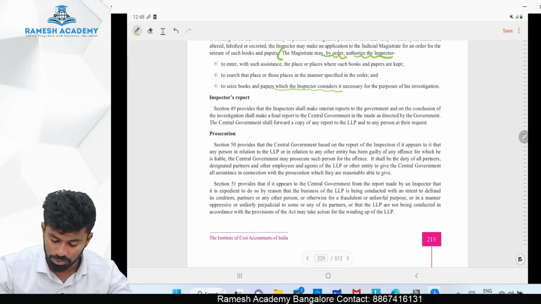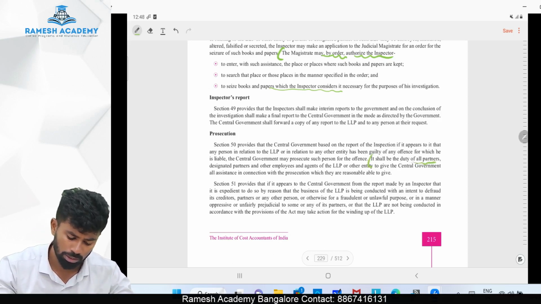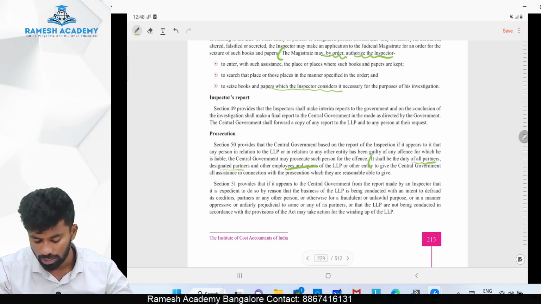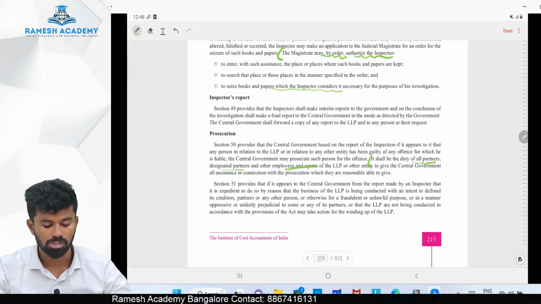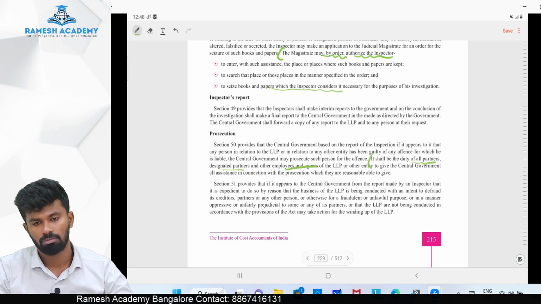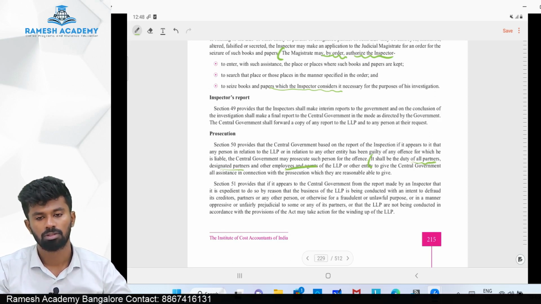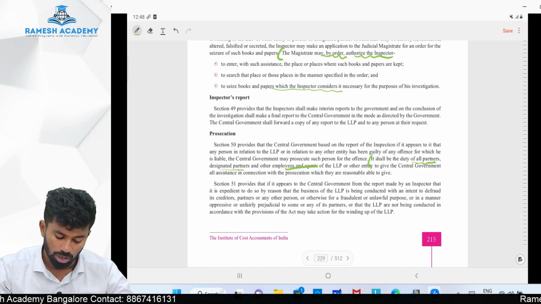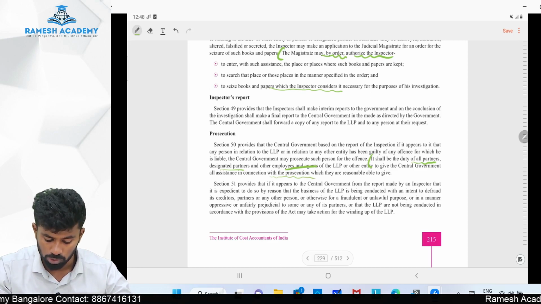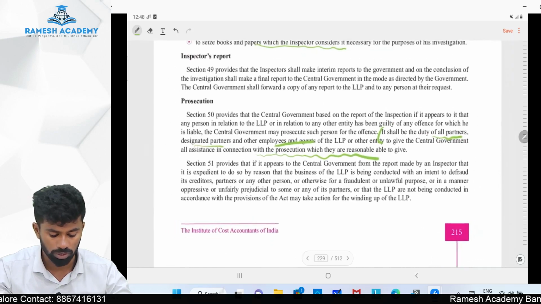It shall be the duty of all the partners, DPs, employees and agents to give assistance to whom? To the inspector who is carrying out the investigations, and they also provide assistance in connection with the prosecution, which they are reasonably able to give.